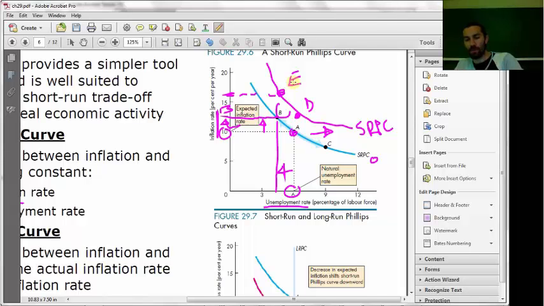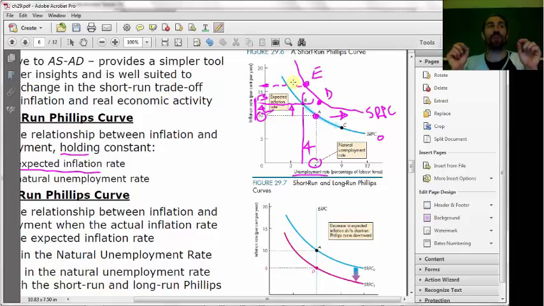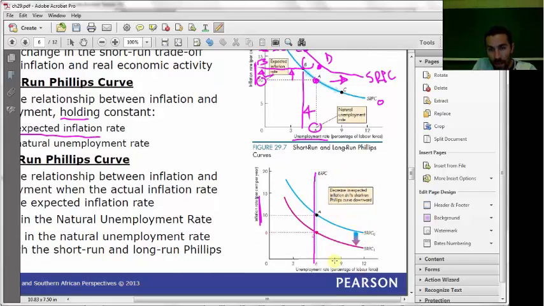In the long run, though, no matter what our expected inflation rate is, if our expected inflation rate matches the actual inflation rate, we will be at the natural rate of unemployment. So in the long run, it doesn't matter what the inflation rate is. As long as our expectations match the inflation rate, we will always be at the natural rate of unemployment. In other words, the long-run Phillips curve says there's no relationship between the inflation rate and the level of unemployment. We have a vertical long-run Phillips curve.